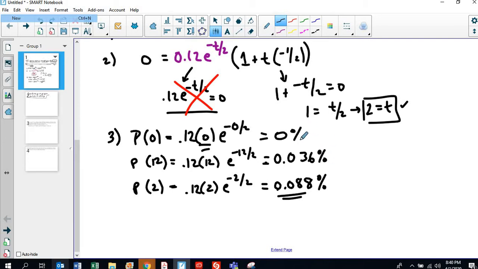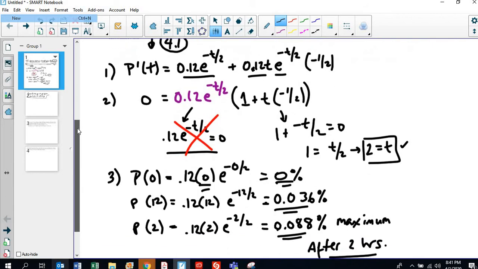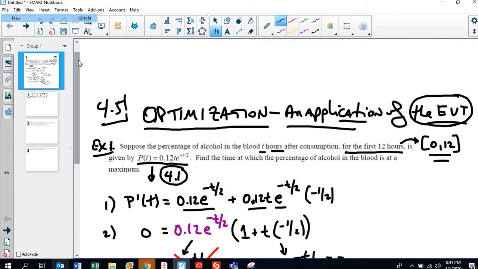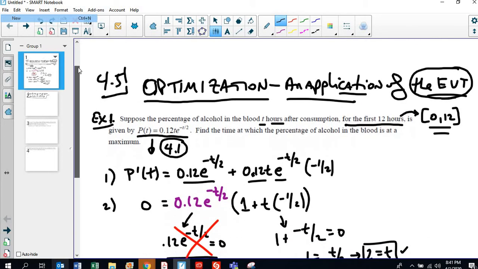All right, this is not the same thing that the police use. They use a different system, but anyway. So that is obviously the maximum amount, and that maximum happens after 2 hours. Okay? So once you have the equation, the process is exactly the same as we did back in section 4.1.